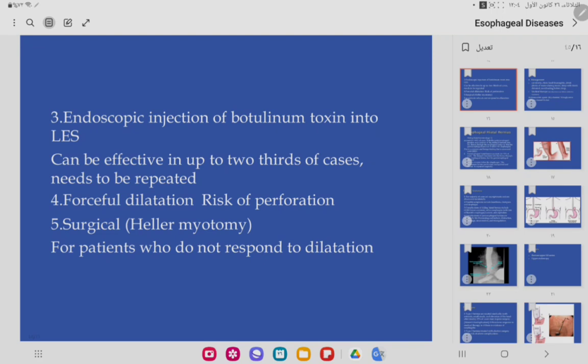of perforation. Doctor, no side talks, please.